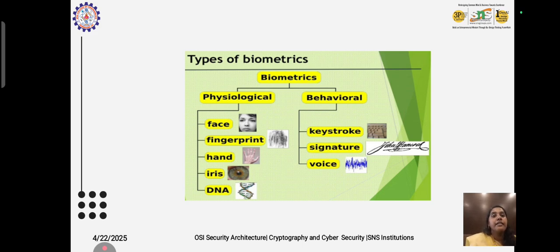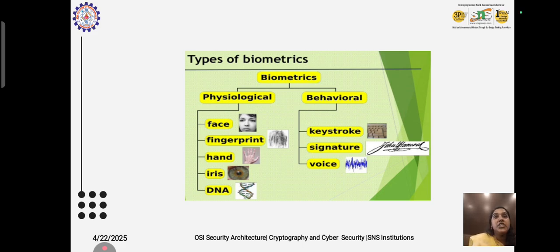Face means the recognition of biometrics will be done with the face, whereas fingerprint is a fingerprint, as we know. For hand, we have to use the hand. Iris is your eye. DNA means they will take a DNA sample and use it as a biometric. All these come under physiological. Let's see how the fingerprint works. It mainly uses minutiae points, in which pattern matching will occur.